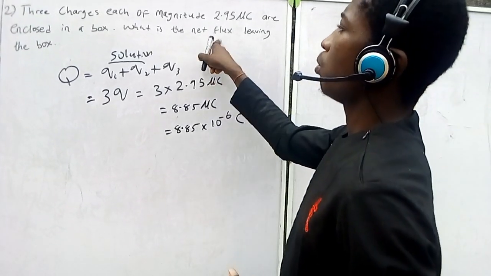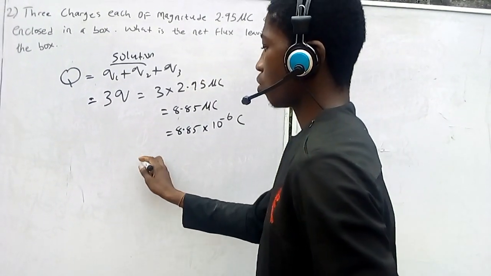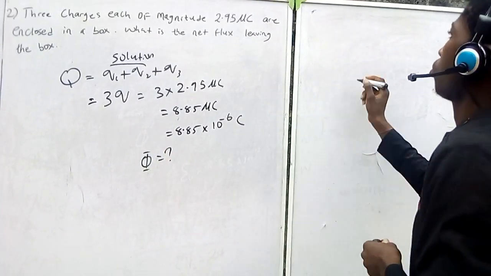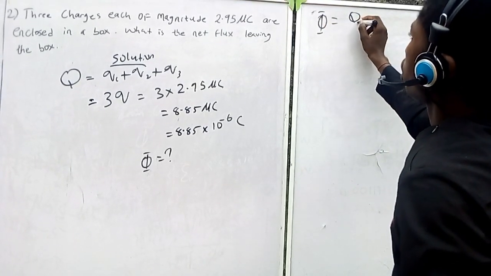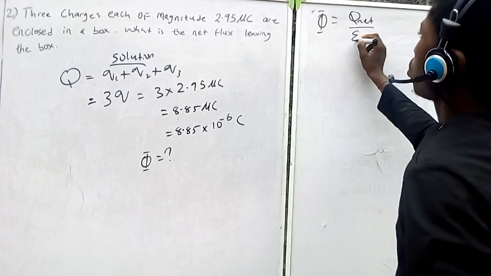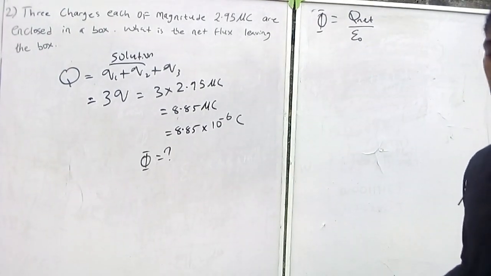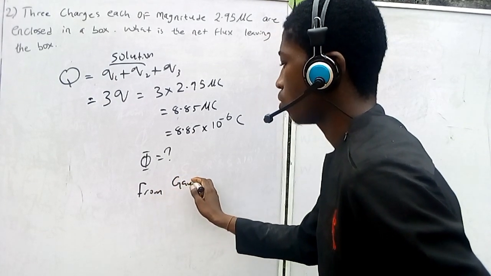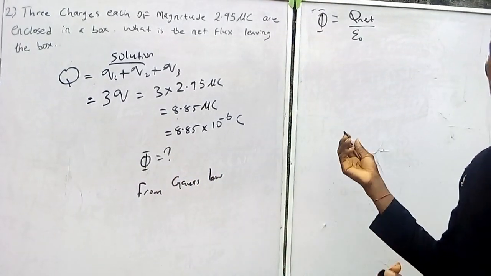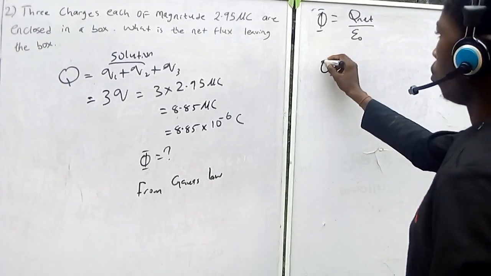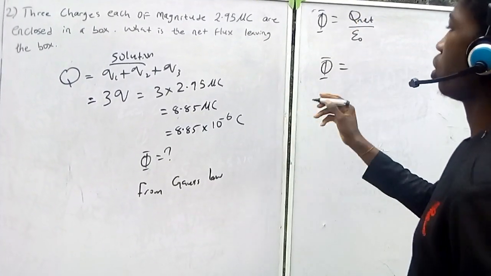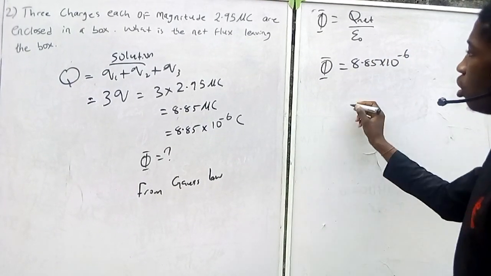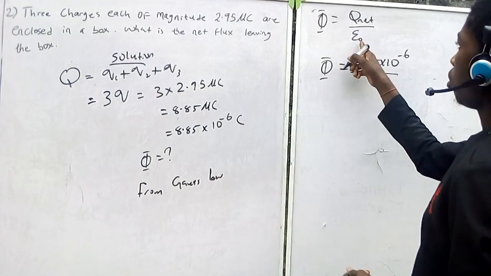So we have to find the net flux. From Gauss law, flux is equal to the net charge divided by the permittivity of free space. So write: from Gauss law. This is just for the test; for the exam you can just go straight. Therefore the flux is equal to the net charge, 8.85 times 10 to the power of negative 6, divided by the value of the permittivity of free space.